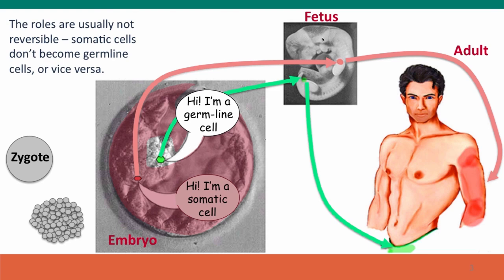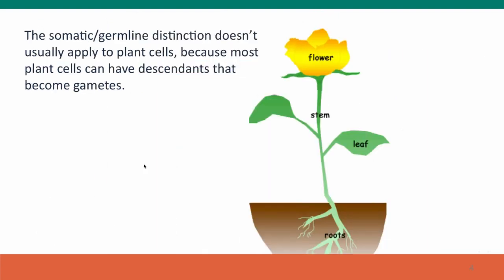Now, the roles of somatic and germline cells usually aren't reversible. Once a cell is committed to being a germline cell in an animal, it's not going to go back and become a somatic cell. And somatic cells in an animal normally cannot become germline cells. Now, the new study of stem cells, of pluripotent stem cells, may provide ways to do this, but this certainly is not something that normally happens in normal development. The situation is quite different in plants.